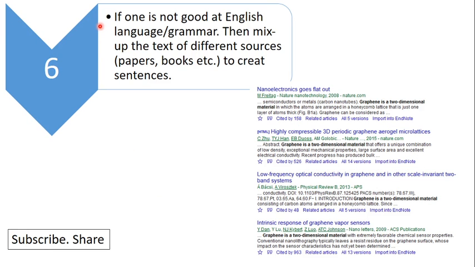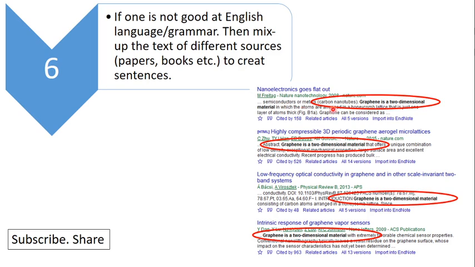Number 6. If one is not good at English language or grammar, or is not a native English speaker, then mix up the text from different sources such as papers, books, etc. to create sentences. For example, on the right side of the panel, you can see a Google Scholar search on graphene is a two-dimensional material. Similar texts have been used in many papers. So you can merge those texts, mix up those texts, and come out with something new.